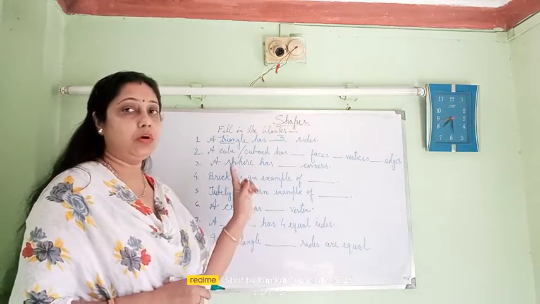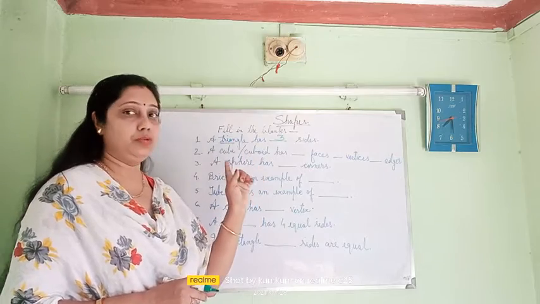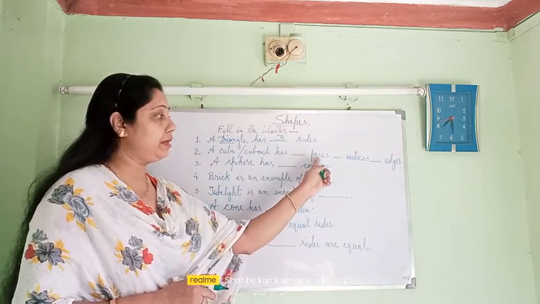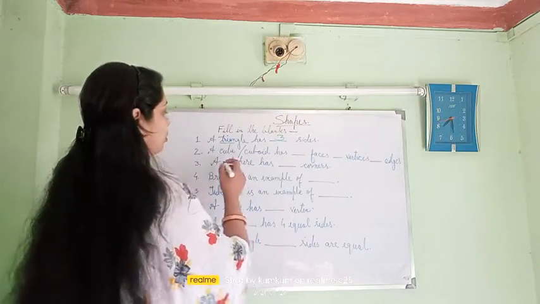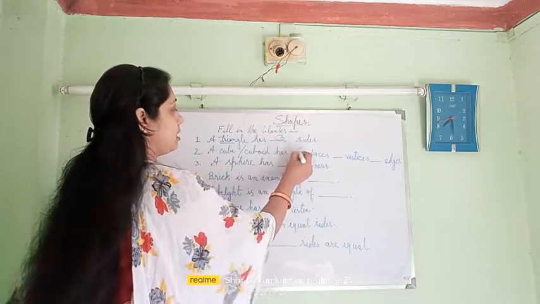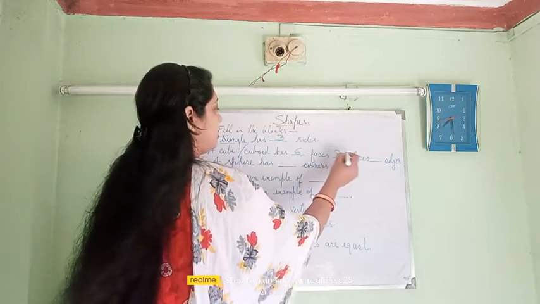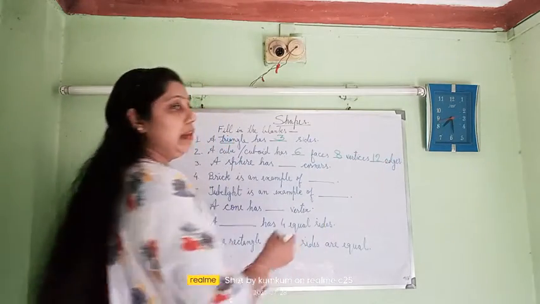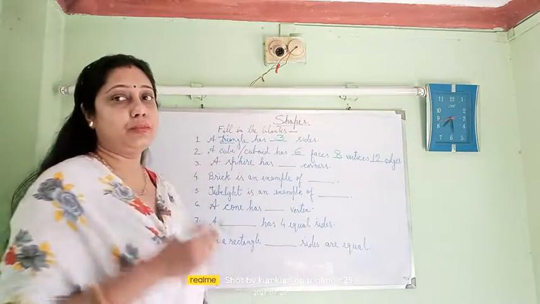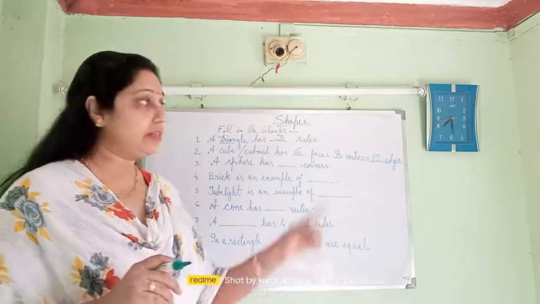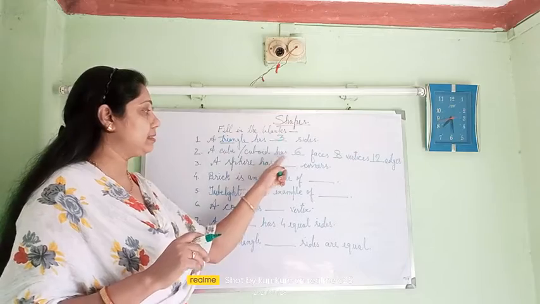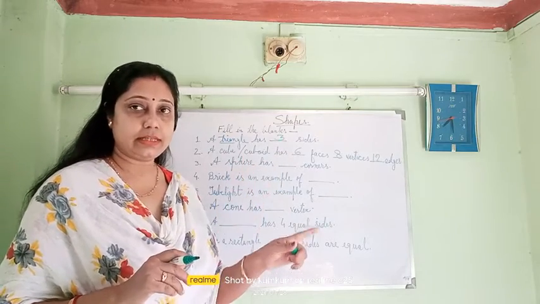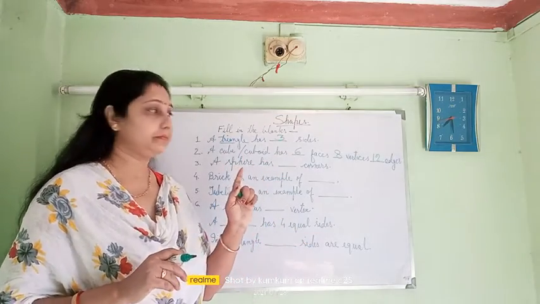A cube or a cuboid. A cube or a cuboid has how many faces, vertices and edges? So a cube or a cuboid has 6 faces, 8 vertices and 12 edges. So both cube and cuboid have the same. So if you are learning one, you can answer both. So a cube has 6 faces, 8 vertices and 12 edges.